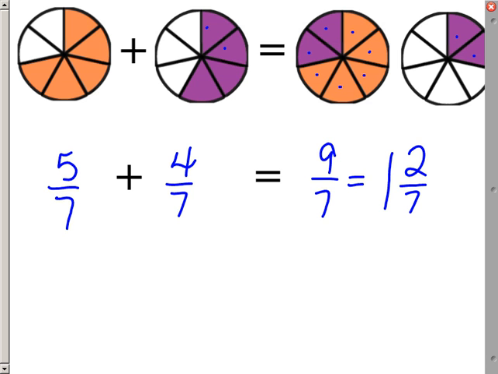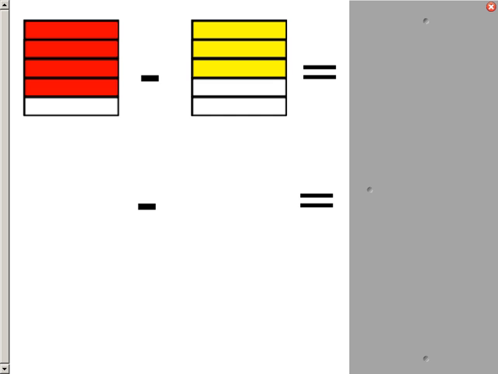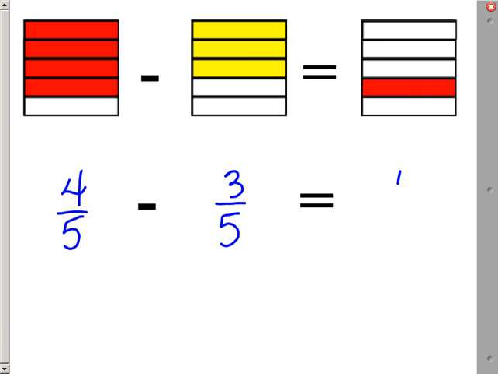Now, if we looked at this as subtraction, you can see that we have in the first picture 4/5 shaded. In the second picture, we have 3/5 that we want to subtract from that. So if I have 4/5 and I take 3 of the fifths away, I'm going to be left with 1/5.